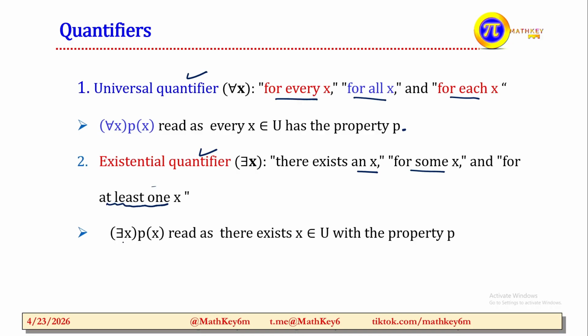It is denoted by the inverted E, ∃x P(x), which reads as there exists an x, or some x, or at least one x in the universe that satisfies the given property P. That's what we call the existential quantifier.